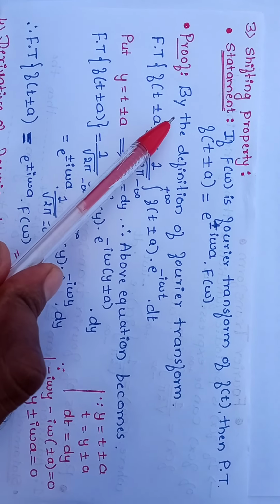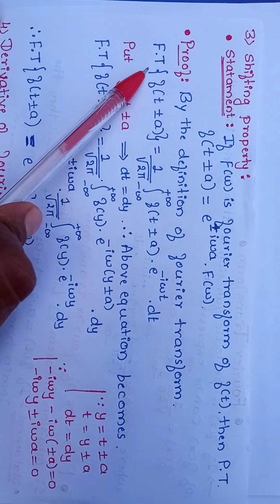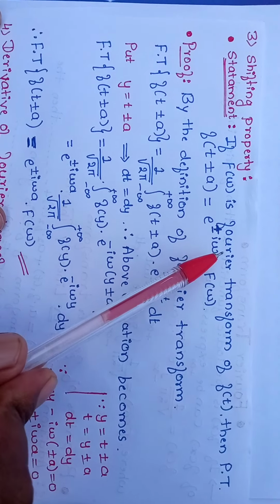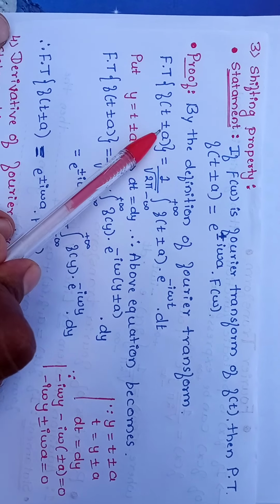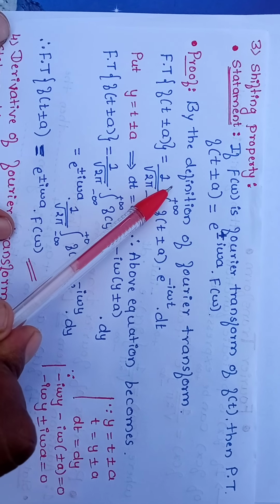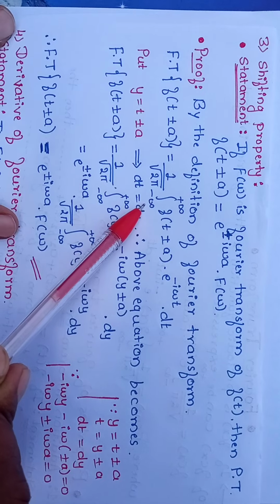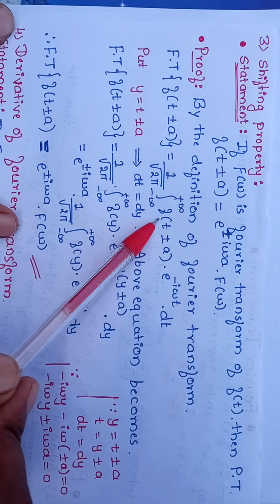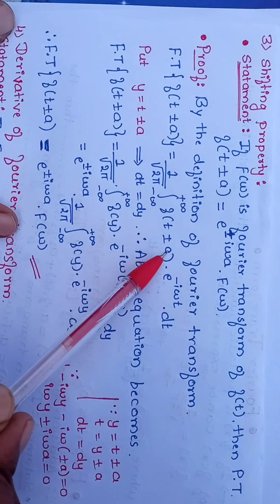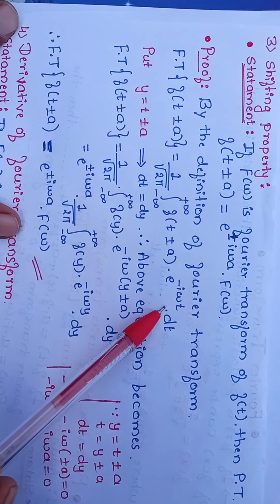Again you have to use the definition of the Fourier transformation. See here, the Fourier transform of this term, you have to prove this one. Therefore the Fourier transform of f of t plus or minus a is equal to, by the definition, 1 divided by square root of 2 pi, integration from minus infinity to plus infinity, f of t plus or minus a into e raised to minus i omega t into dt.